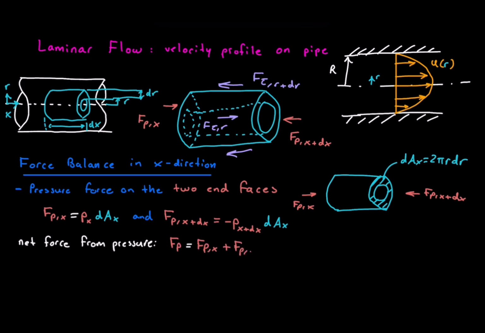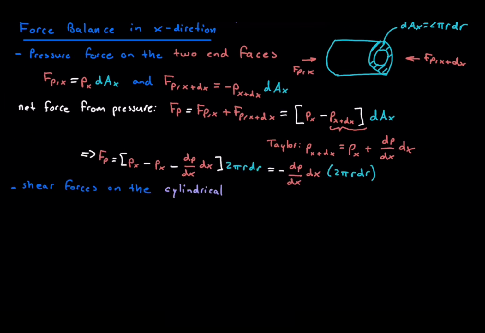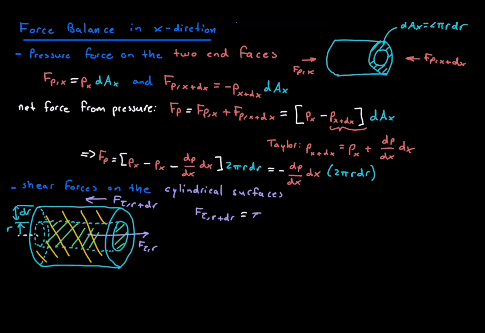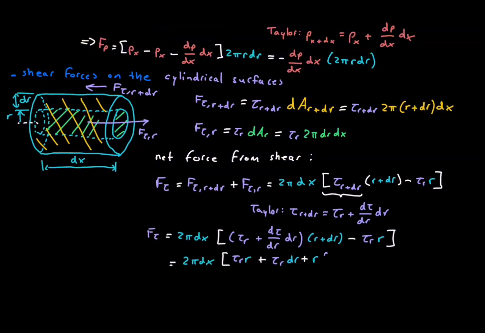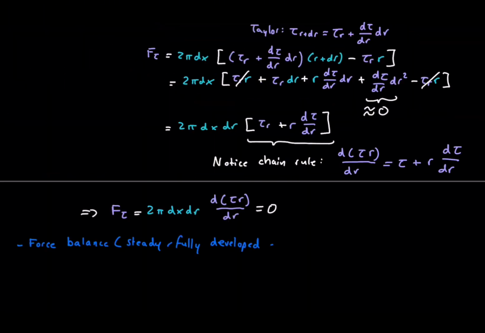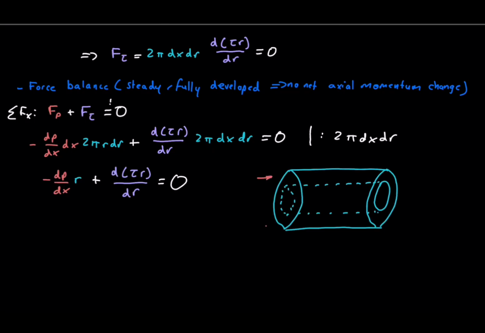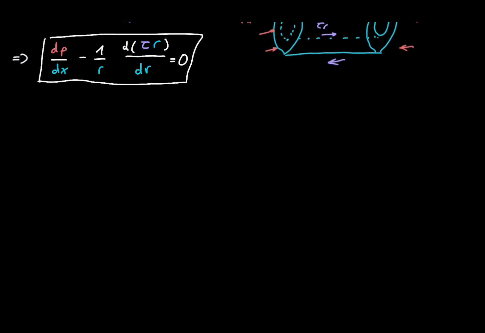Writing the balance and dividing by the volume leads directly to the governing equation, dp over dx minus 1 over r times d of tau times r over dr equals 0. This equation is extremely important because it links pressure gradients and shear stresses without assuming any fluid model.